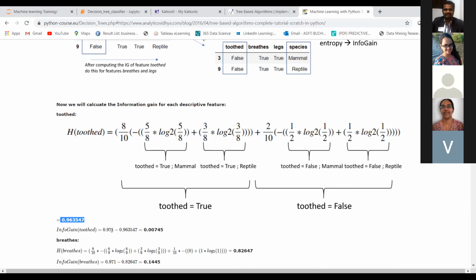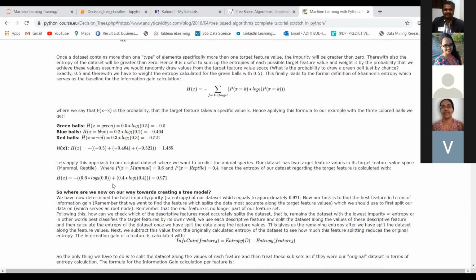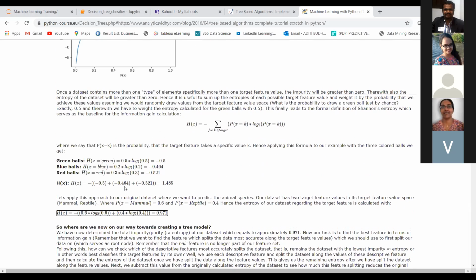We actually subtract the entropy for each feature from the total entropy of our data set. So what is the total entropy of our data set? It has been calculated over here. Entropy is nothing but the impurity in your data set, and we calculate it by using this formula. So for the whole data set, not based on a particular feature, but for the whole data set.